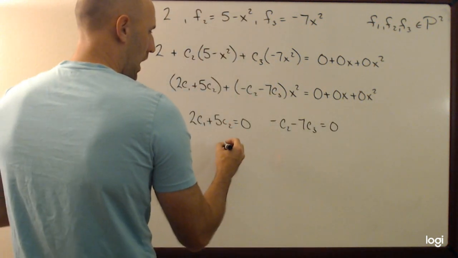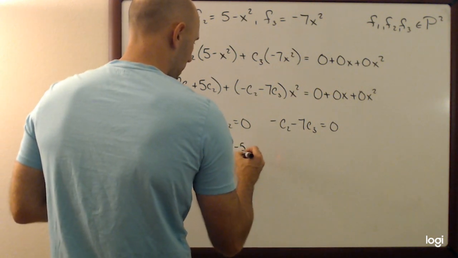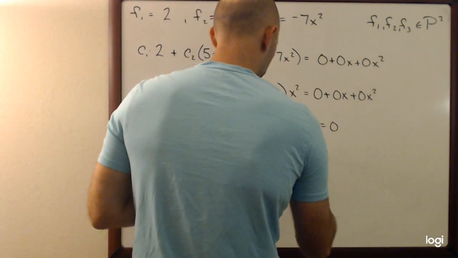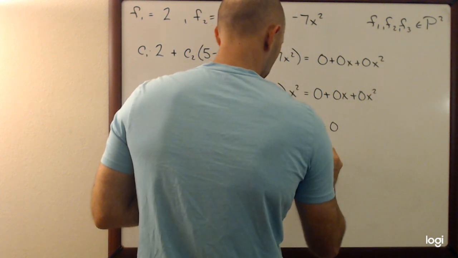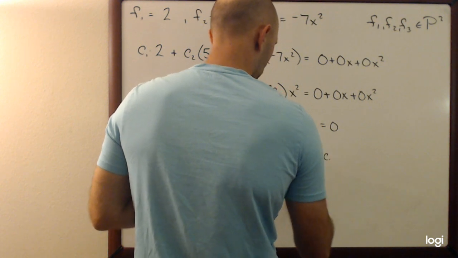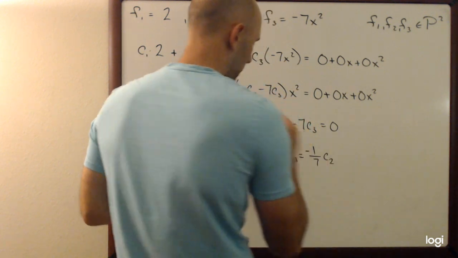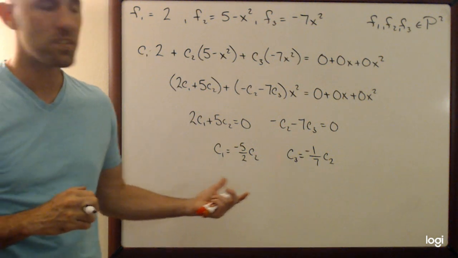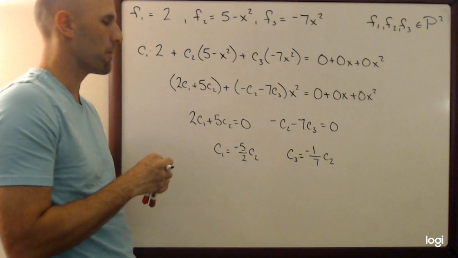Solving here for C1 will give me C1 is equal to negative 5 halves C2. Solving here for C3 gives me C3 is equal to negative 1/7 C2. Okay. So any coefficients that satisfy these two conditions will, of course, result in a true equation here.